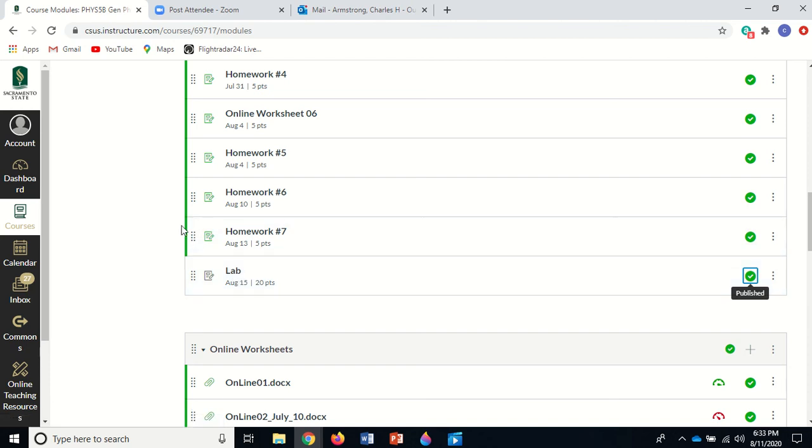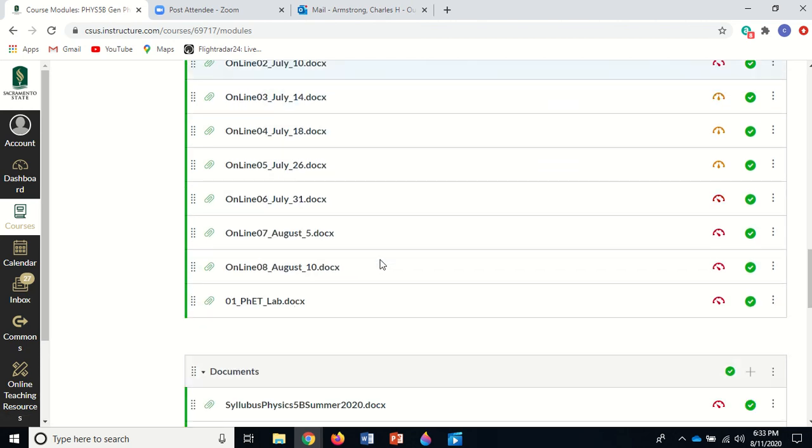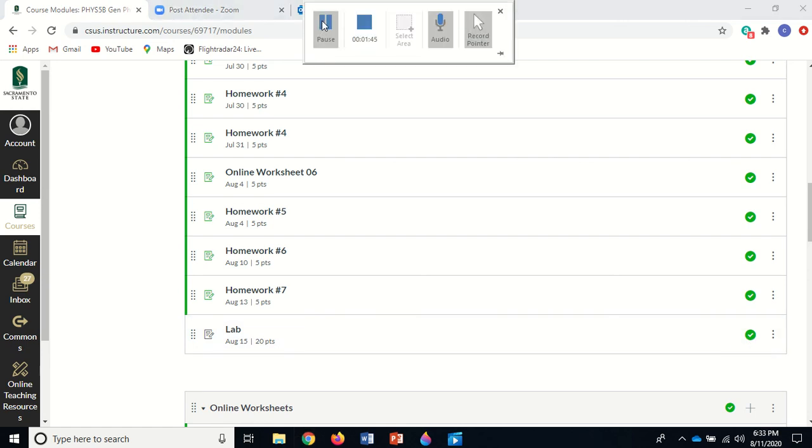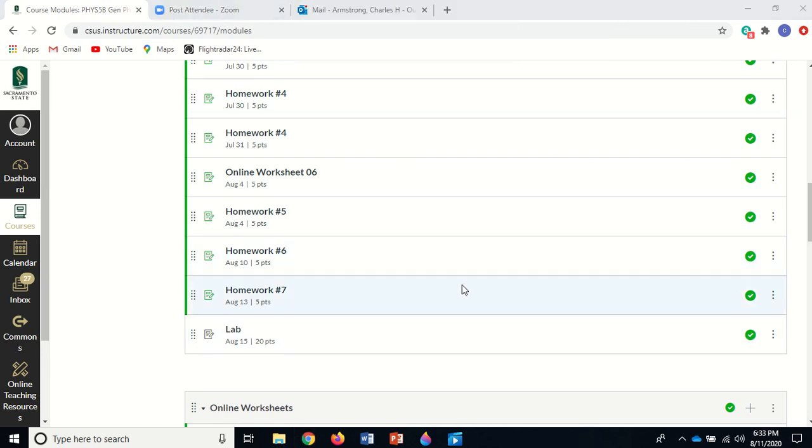I don't know what this green thing means. It doesn't go all the way down. It goes all the way down over here. I don't know why that's not, it's published. Unpublished. What? It's okay, it was published. Okay, so it's right here. So here is the lab.